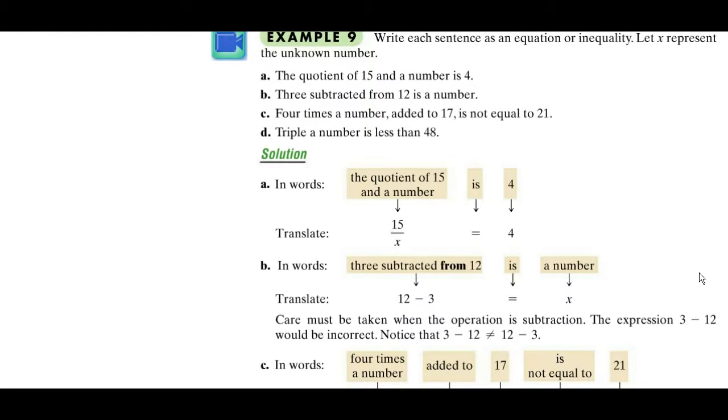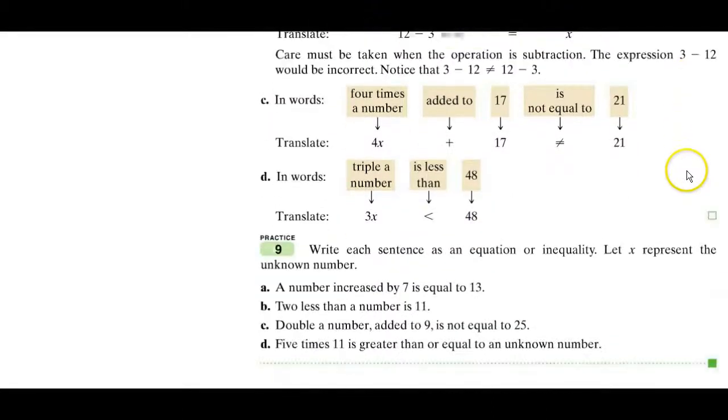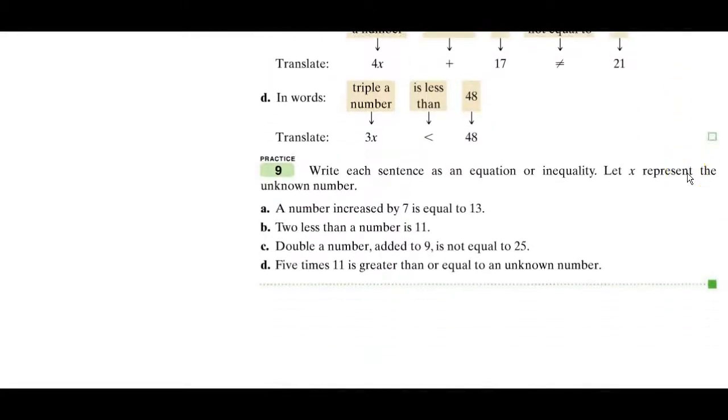Oh, I read the first one wrong, didn't I? All right, read it. Quotient of 15 and a number is 4. All right. That's because I didn't read it properly. I apologize for that. Reading it too fast. Okay, I think I did well on the others. Yep. Okay. And let's do this last one here.